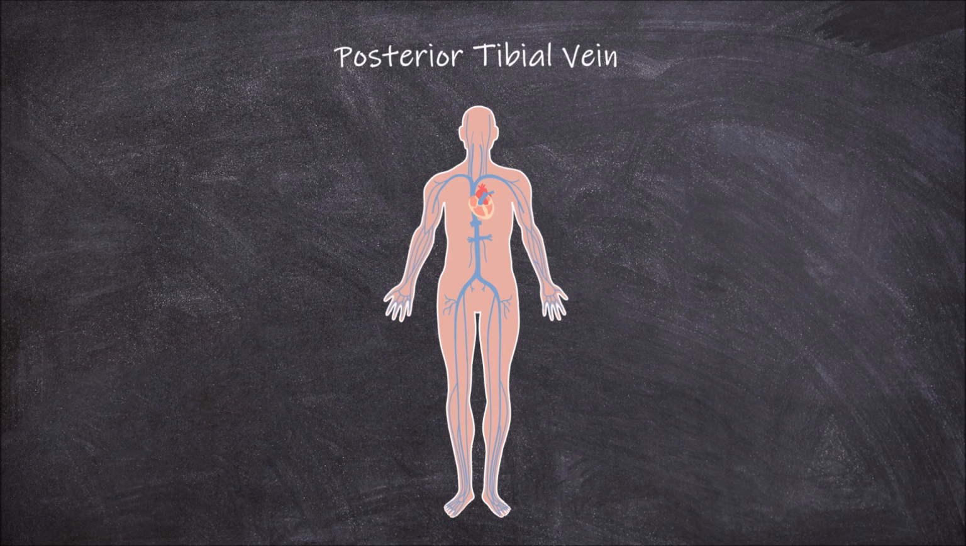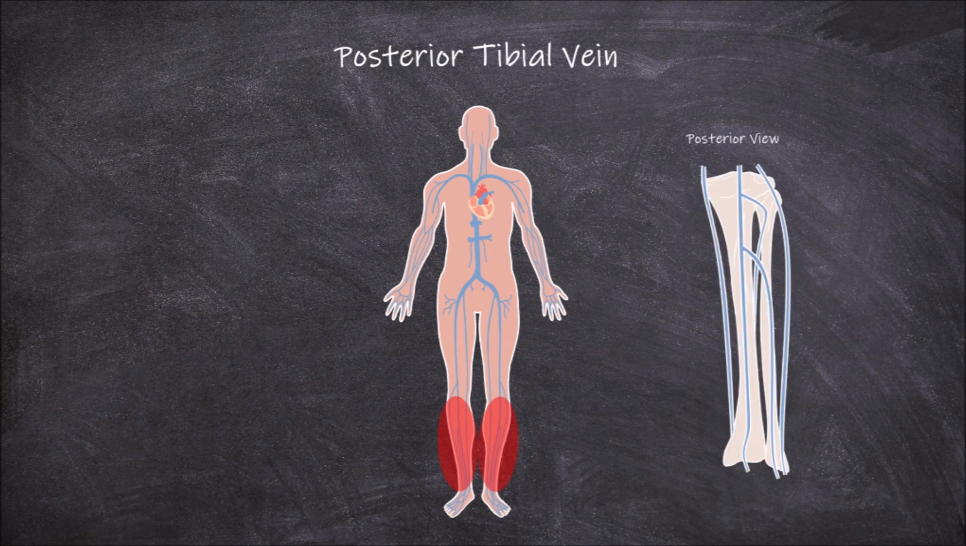I'm going to go over the structure and function of the posterior tibial vein. Firstly, where is this vein located? The posterior tibial vein is located on the lateral side of the lower leg. If we look more closely at the veins on the posterior view of the lower right leg, we can see this vein highlighted in red.